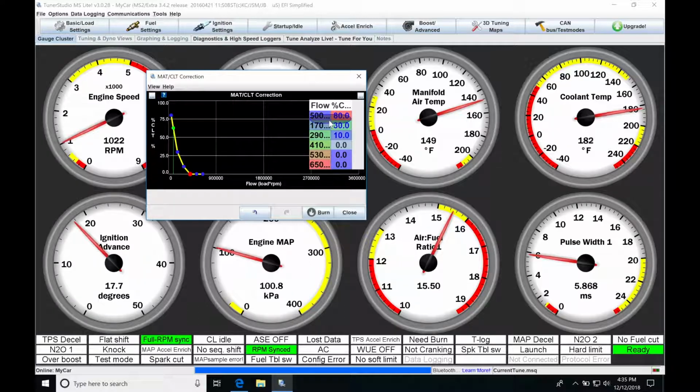So this table is a little bit confusing, but now that you understand how it works, it's there to compensate for a false air density reading from a heat-soaked intake manifold, and you're going to be populating it something like this. This should get you started.